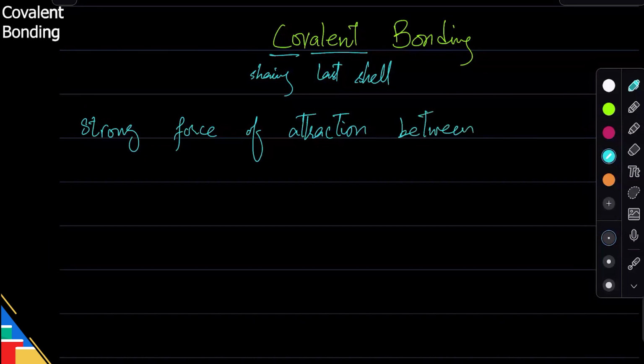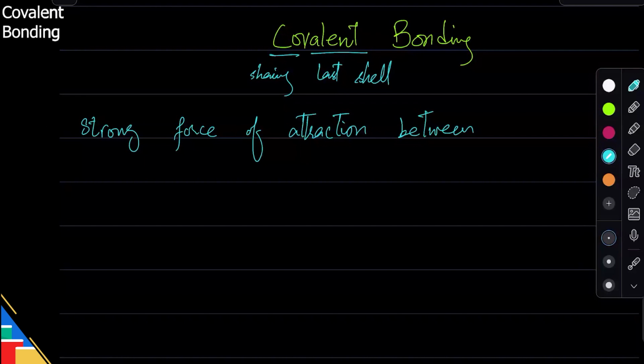It is between one positive thing and one negative. In metallic bonding we said there is a sea of electrons, so that was the negative thing, and cations were the positive. In ionic bonding we said it is between oppositely charged ions. Cations were the positive, anions were the negative. So now, what is covalent bond going to be?